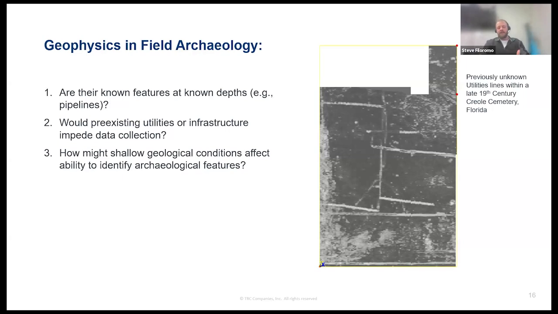So when you're starting with your research question, you're asking, hey, I'm looking for a cemetery. Okay, if you're looking for a cemetery, understanding if there are existing utilities is good. To some degree, you can use this for calibrating certain equipment, right? Because if you have known features at known depths, you can expect to find that in vertical data collection and in horizontal data collection. But then again, back to point 3 here, shallow geological conditions affecting the ability to identify archaeological features.